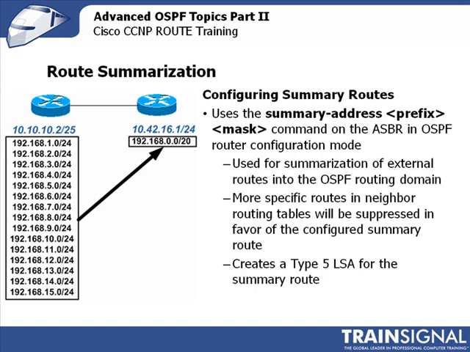The summary address is not done by the area border router, but by the autonomous system boundary router, and this actually has to do with aggregation of external routes. It uses the summary address prefix mask command. It's not restricted to an area, but it's what's coming into the OSPF process. It's used for summarization of external routes into the OSPF routing domain. And again, more specific routes are going to be suppressed, and it creates a Type 5 LSA for that summary route as well. Remember, we talked about LSA types that are blocked by certain areas. This creates an LSA Type 5.